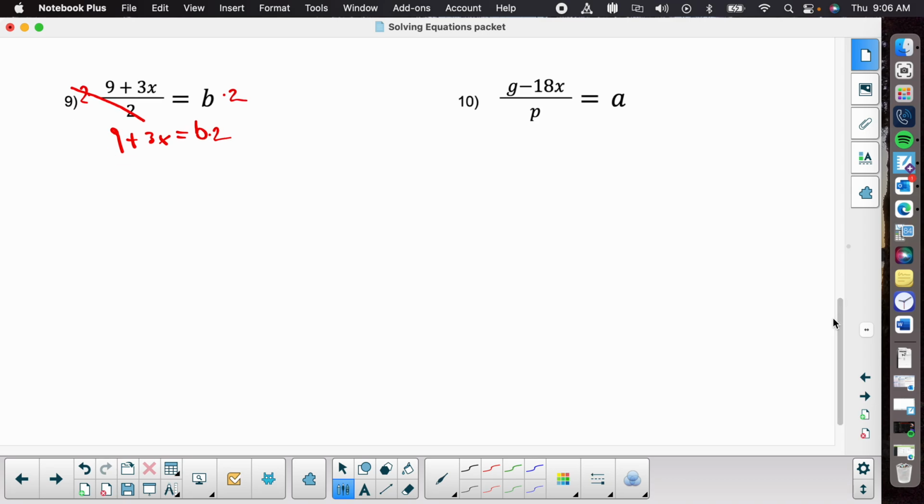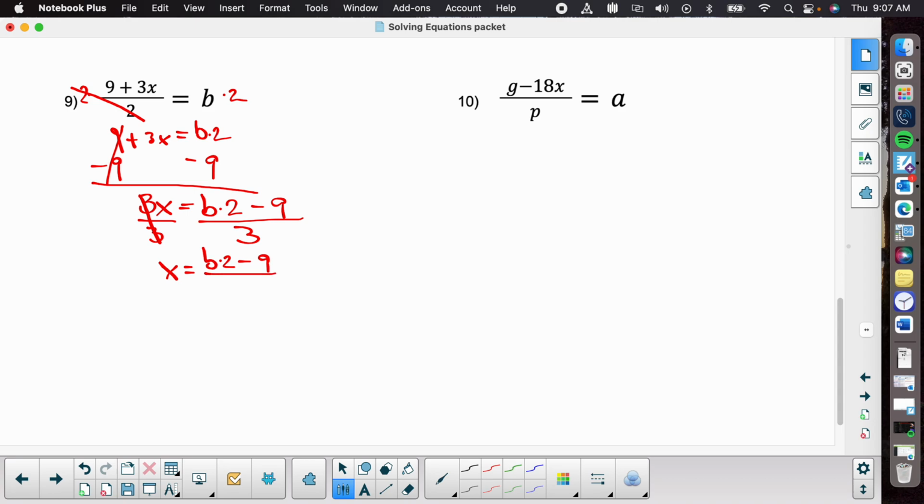I'm gonna get rid of the 9 first. And again, I'm just gonna kinda ignore that side because I don't care what the answer is, I'm just trying to figure out the right order. And then I can't put any of that together, so I just write what I'm doing. B times 2 minus 9. And I think you're pretty good on the last step, it's supposed to be divided by 3. Divide the whole side by 3. And that would be the answer.